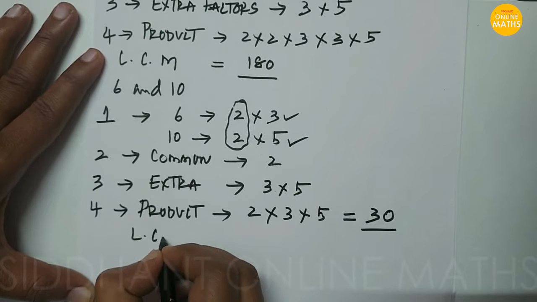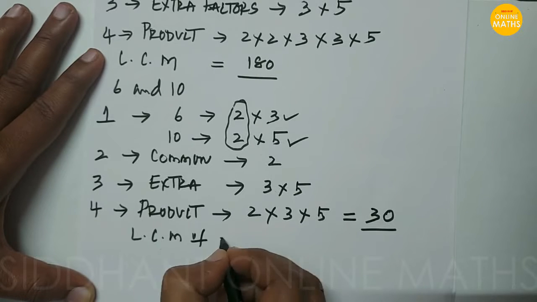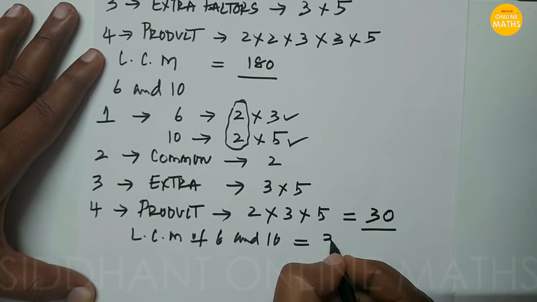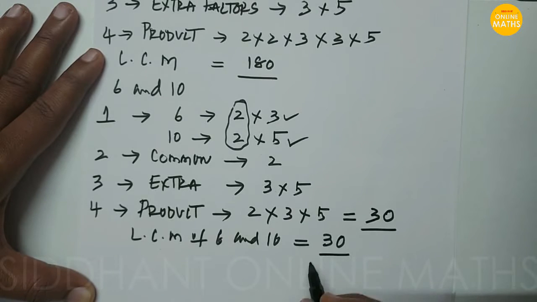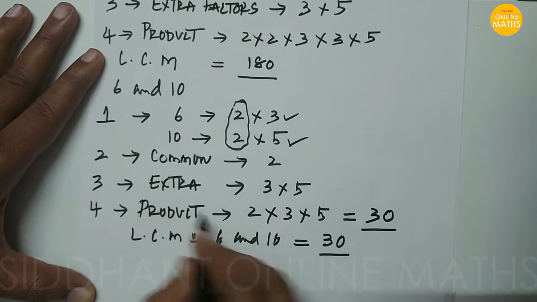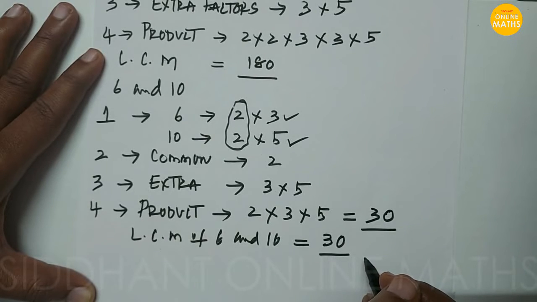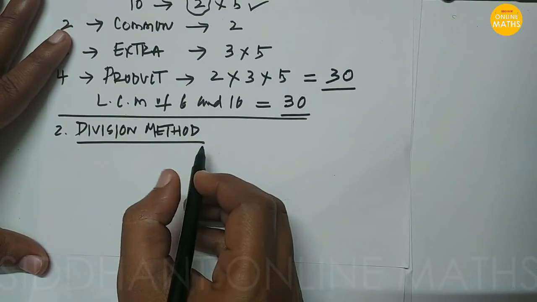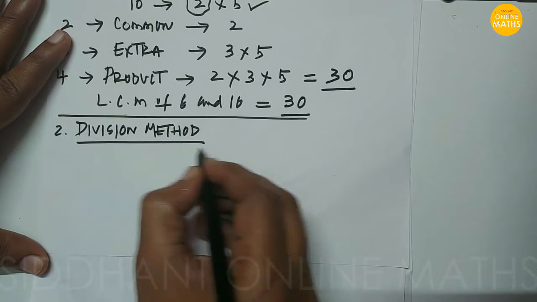So we can say the LCM of 6 and 10 is 30. So this is the lowest common multiple of the numbers 6 and 10. In this way we are going to find the LCM of the given numbers. The next method to find the LCM is the division method.